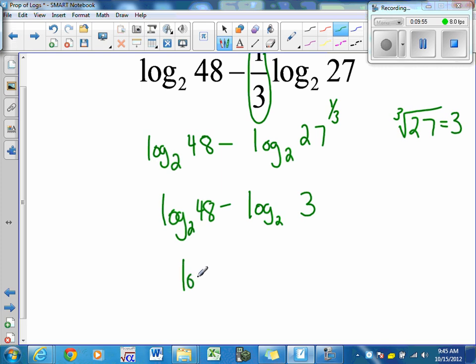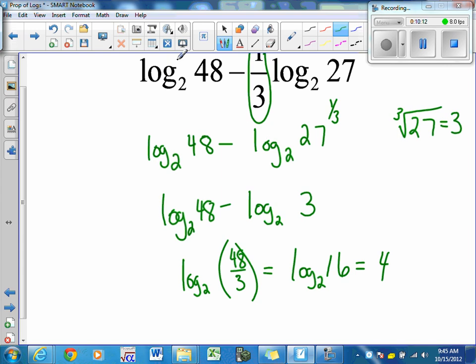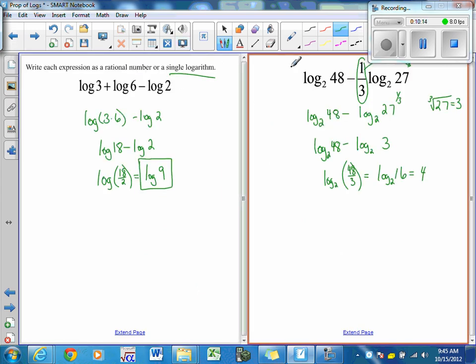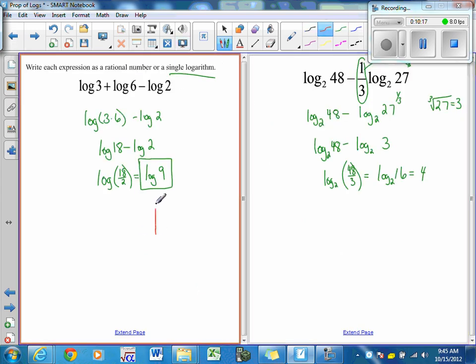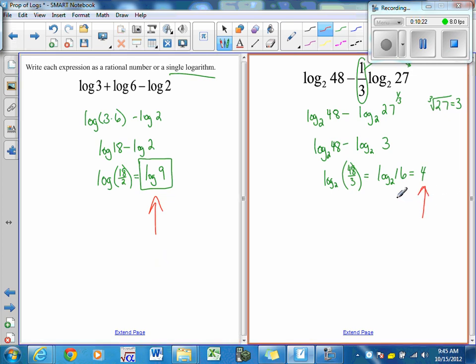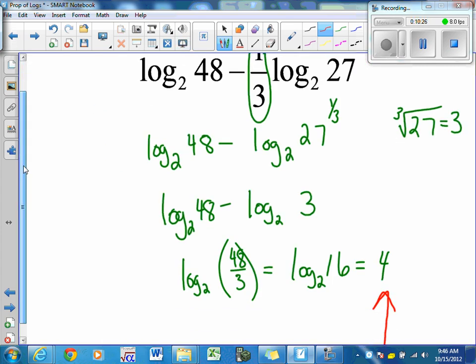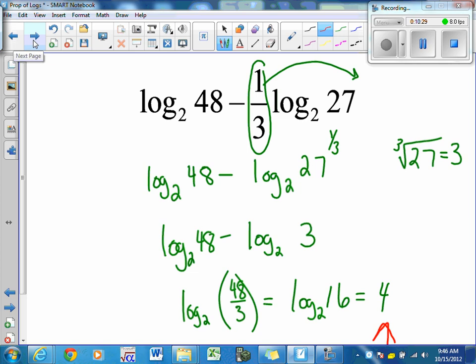Now since I have my subtraction, I can divide, which is log base 2 of 48 divided by 3, which is 16, and then log base 2 of 16 is 4. So in these kinds of problems, sometimes they'll simplify down, and you'll just have a single logarithm left. Sometimes you can simplify them all the way down to a number. You just keep going until you can't go any farther. You may get a number, or you may get a logarithm that you can't simplify.